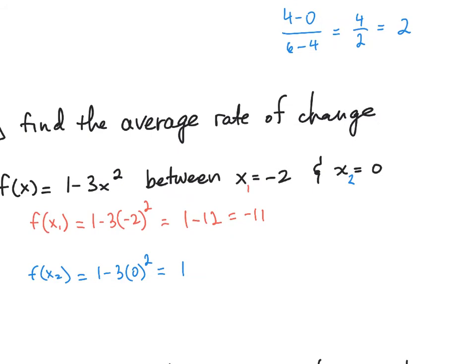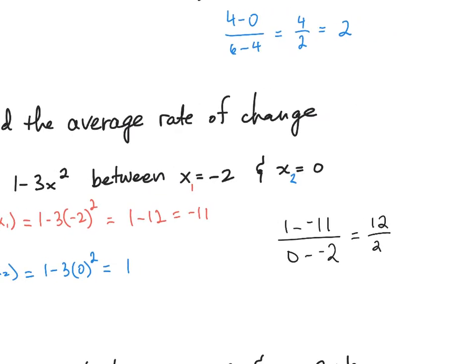So the slope formula is just going to be the difference in our y values divided by the difference in our x values. So average rate of change is going to be 1 minus negative 11. That's the difference in our y values. And then we have the difference in our x values, 0 minus negative 2. So we have 12 divided by 2, which is 6.